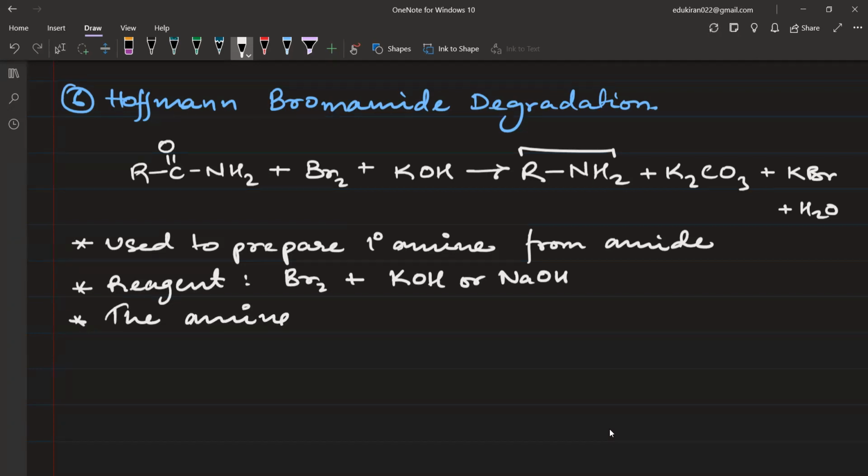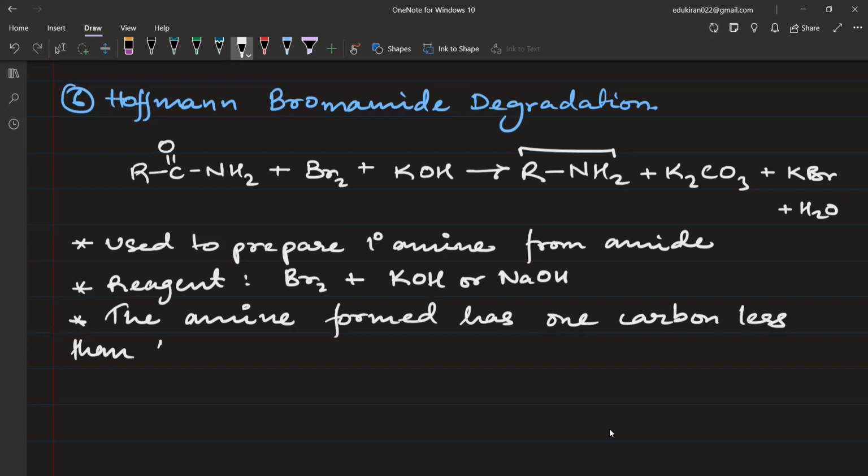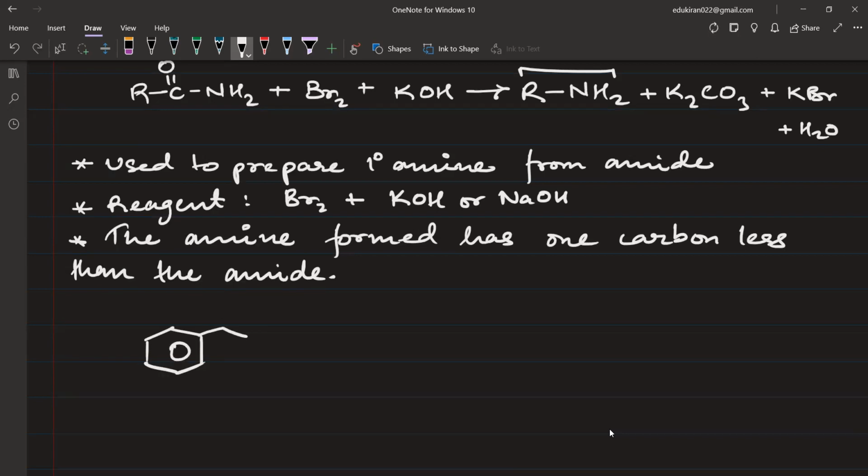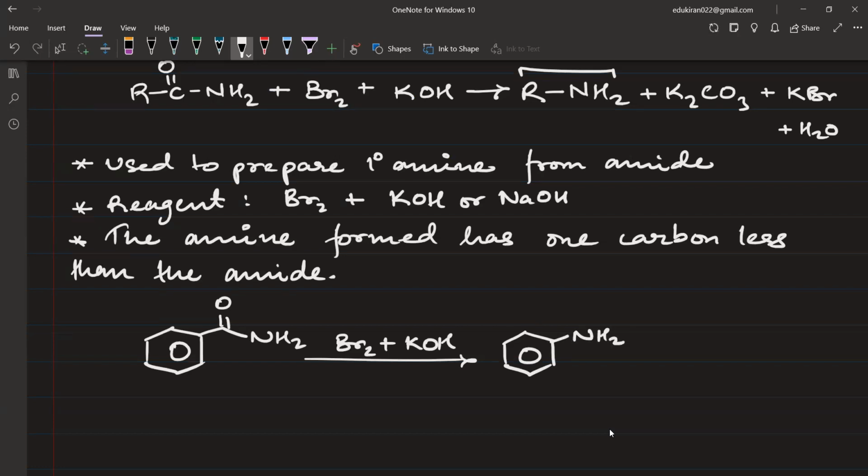The amine formed has 1 carbon less than the amide. So for example, if you have a benzene ring and CONH2, Br2 plus KOH, you will get aniline. Please write this down.